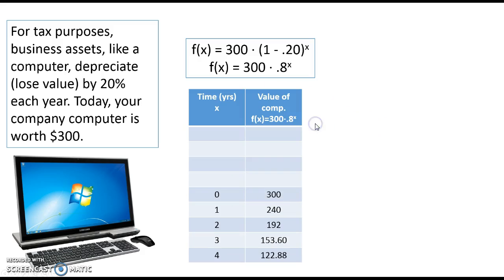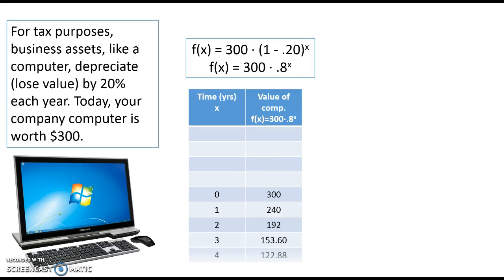Generating a table of values, you'll see that right now it's worth 300. Next year, 1 year later, I get to depreciate, take off 20%, so it's worth 240. The following year, 192. 3 years later, 153.6. 4 years later, 122.88. Again, that's what my computer is worth today. I didn't actually buy it today. I bought it sometime in the past.